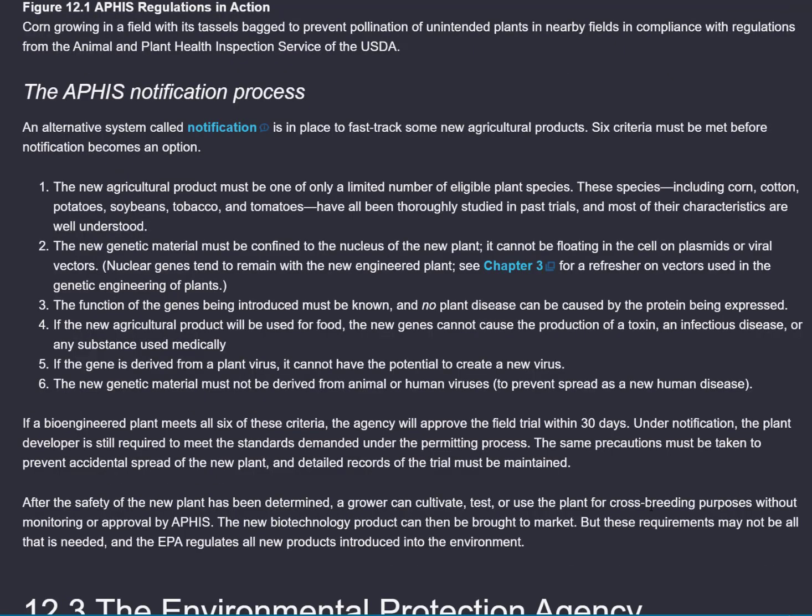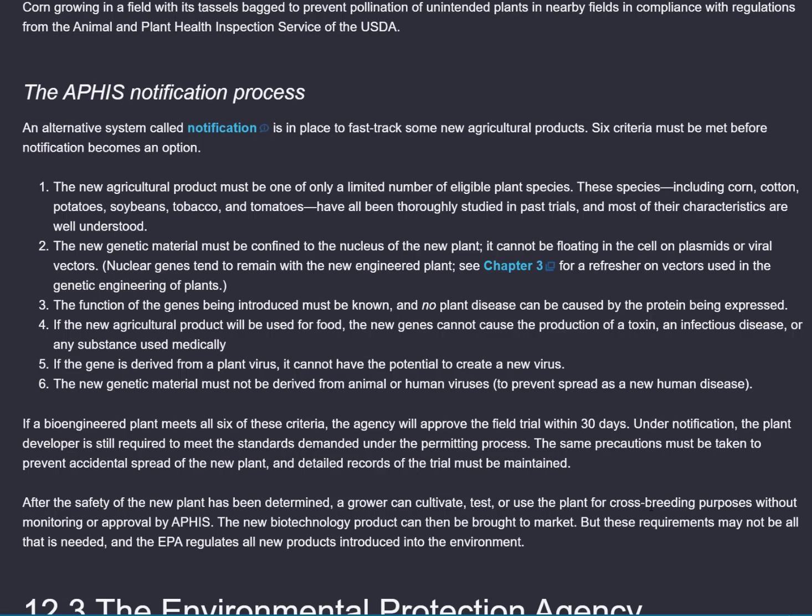Figure 12.1 APHIS regulations in action. Corn growing in a field with its tassels bagged to prevent pollination of unintended plants in nearby fields in compliance with regulations from the Animal and Plant Health Inspection Service of the USDA.